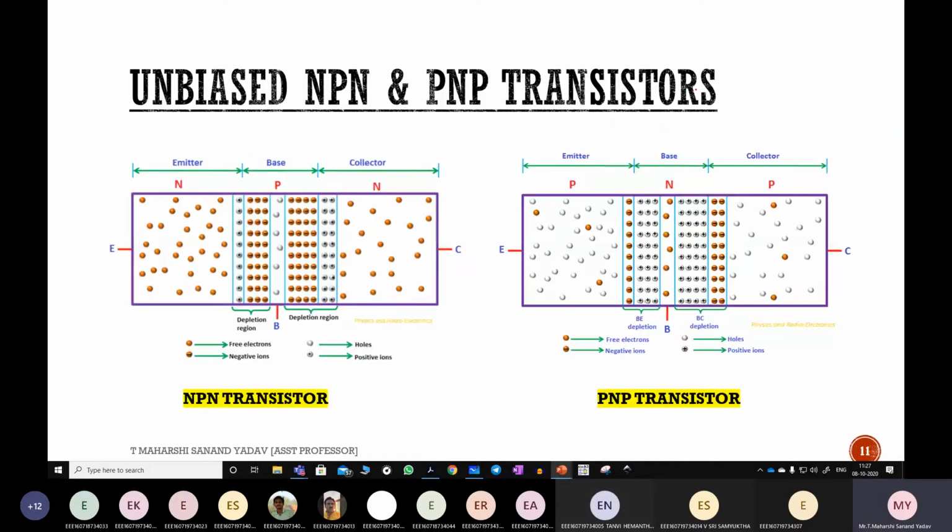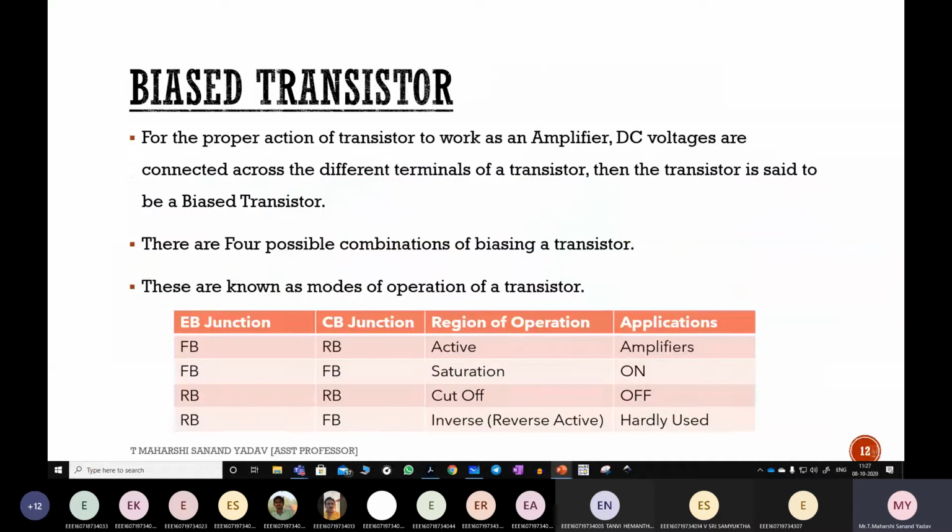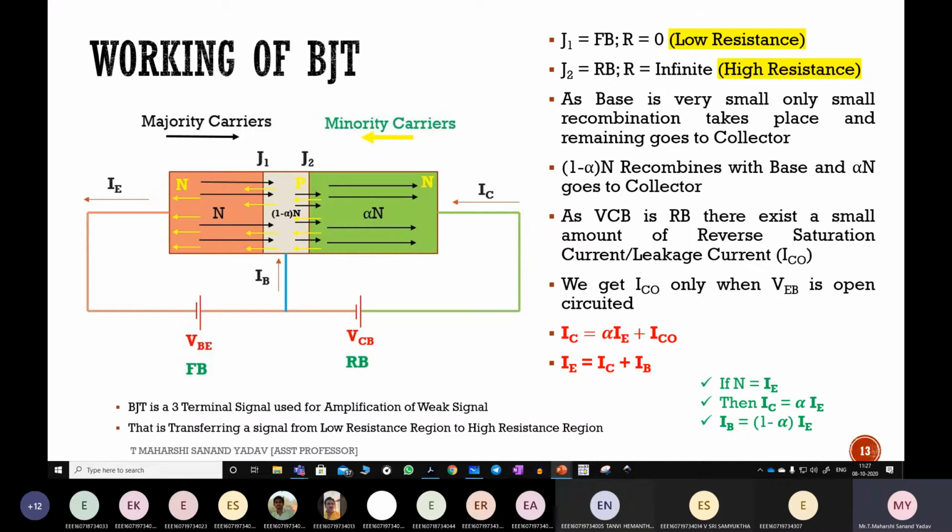Correct. Next. So we have discussed all these concepts under the unbiased case, and all these four criteria are very important. Under this, majorly we'll go with the amplifier case. J1 will be forward biased and J2 will be reverse biased. This is the case mostly we'll use. And can anyone explain this working of BJT? How did I get the two equations at the end? Anyone?